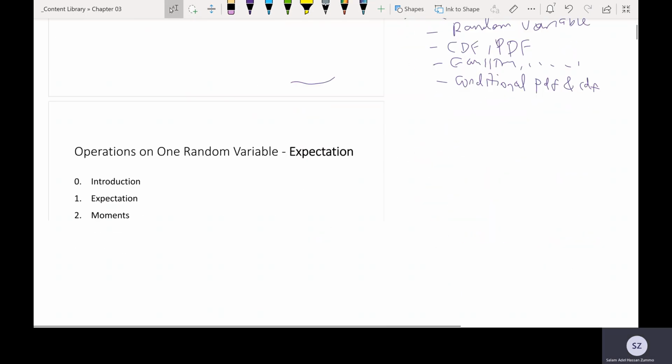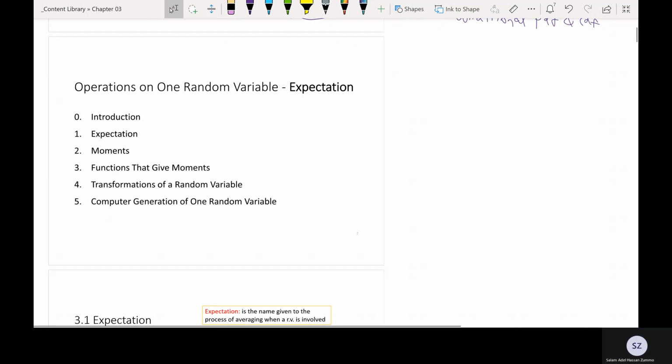So chapter 3 will look like the following. First of all, we'll introduce the concept of averaging or the average, and then we will generalize it into what we call expectation. We will define what expectation means, and then we'll expand it into moments.